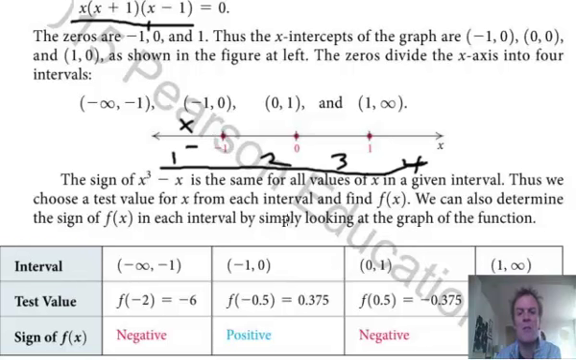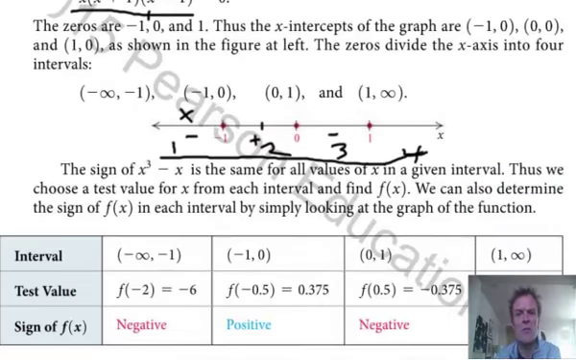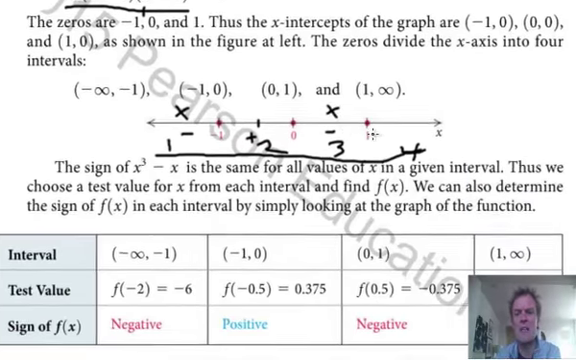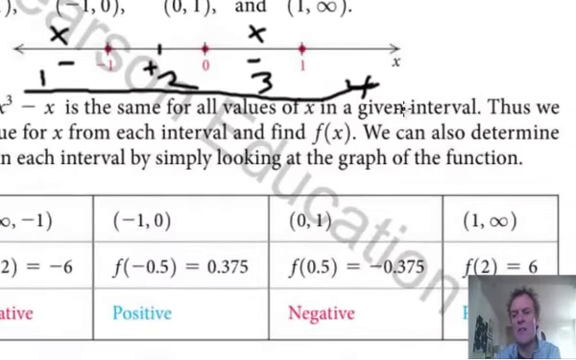Something between negative 1 and 0, they've used negative a half, somewhere here. When they put that in, they got a positive answer for this area here. Between 0 and 1, they've used a positive a half, and they got a negative answer. Are we looking for greater than 0? No, so that one's no good. And then finally, anything above 1, they've used 2, and they get a positive answer.